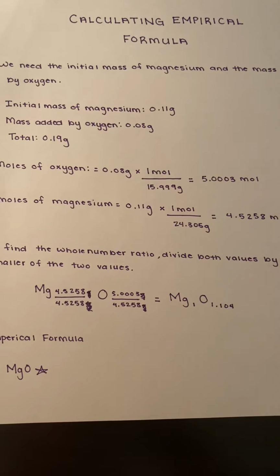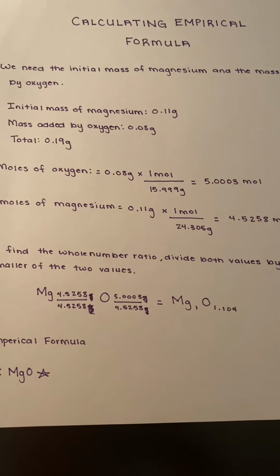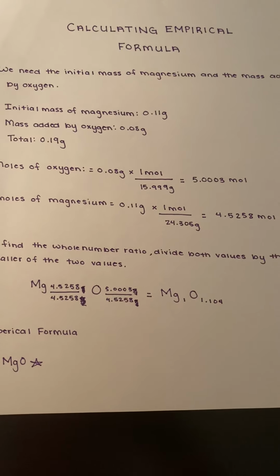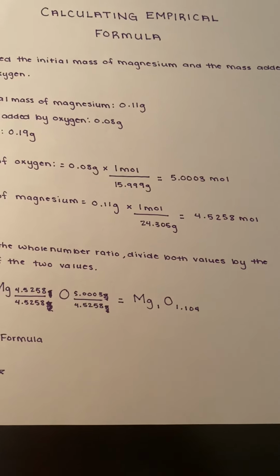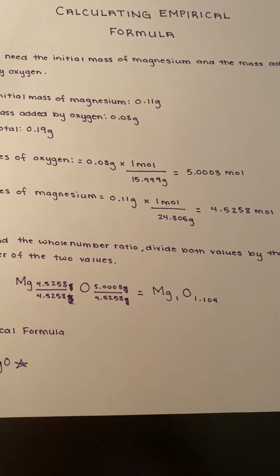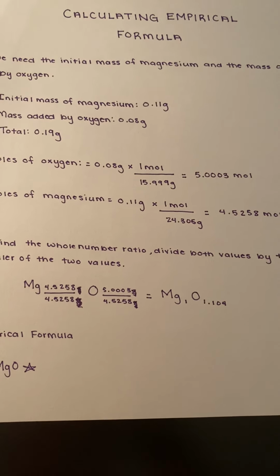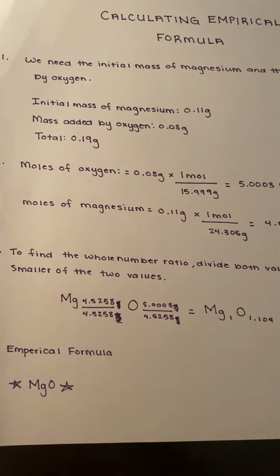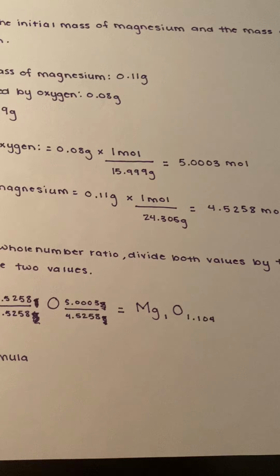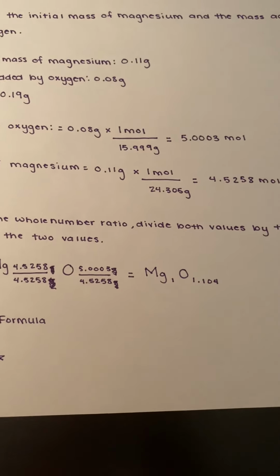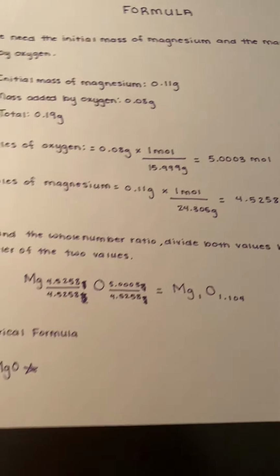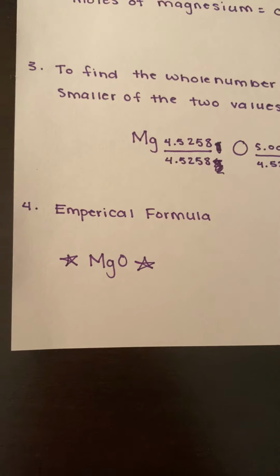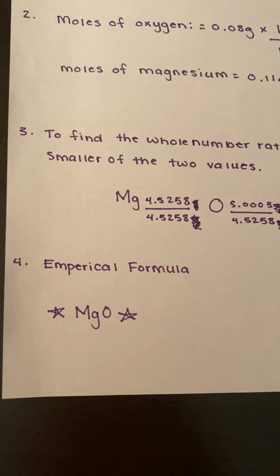So the moles of oxygen was our 5.0003, and we once again are dividing that by the smaller value of the two, so the 4.5258, and that gives us 1.104. So rather than having that 1.104 in our empirical formula, we would obviously round that, and we would end up with MgO as our final empirical formula.